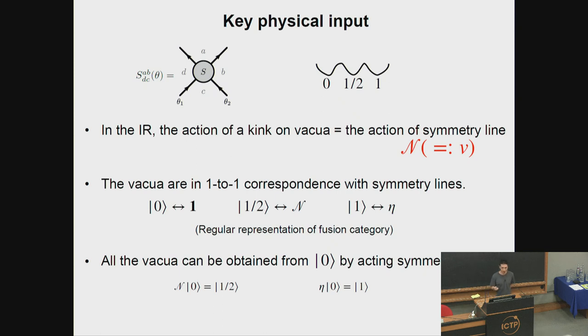And the third important ingredient that goes into the derivation is that all the vacua can be obtained from zero by acting with symmetry lines. So you start from zero, and if you act with N, you get 1/2. And if you start from zero and act with the eta line, because the eta line swaps this vacuum and this vacuum, you get the one vacuum. Okay, so those are the three important ingredients.